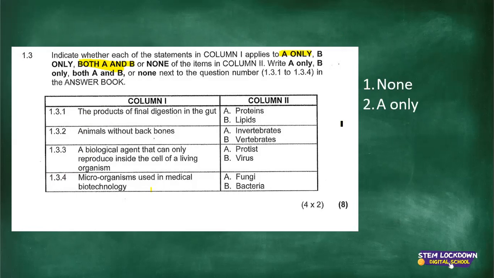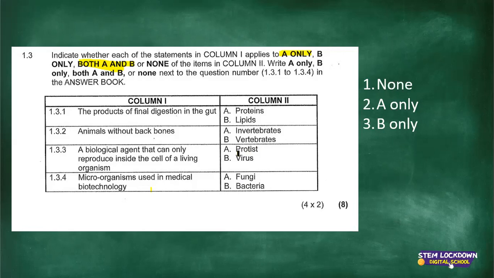And then question 1.3.3. A biological agent that can only reproduce inside the cell of a living organism. Only inside the cell of a living organism. What is that biological agent? It is a virus. Good, guys. That's a virus. It only reproduces inside the cell of a living organism.